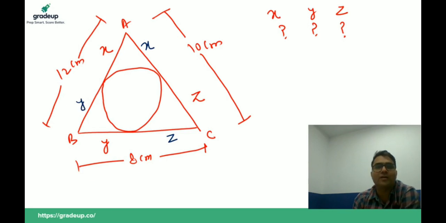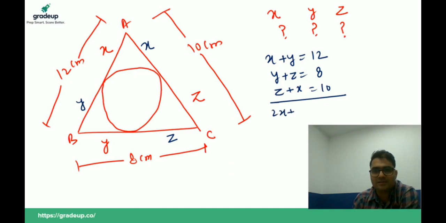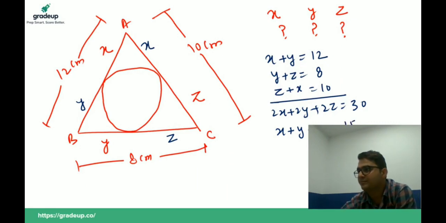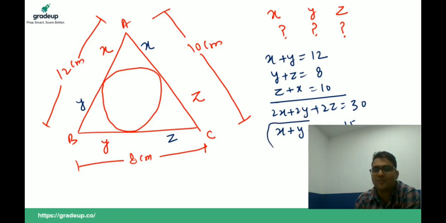Now listen carefully. x plus y is equal to 12. y plus z is equal to 8. z plus x is equal to 10. Now adding all these, we will get 2x plus 2y plus 2z is equal to 30. So x plus y plus z is equal to 15. Okay, so x plus y plus z is equal to 15.